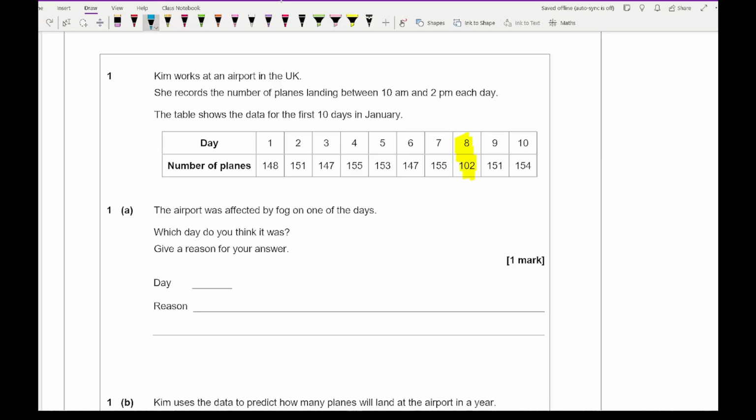So we just need to write day 8, and the reason for that is because it's the lowest number of planes landed on that day. So again, you could go on to explain, well, if it's foggy, you would expect there to be some travel disruptions, which means there'll be fewer planes because the conditions will be worse.